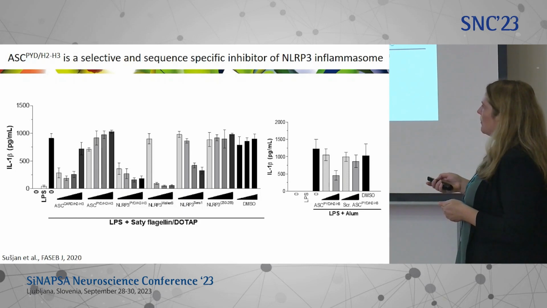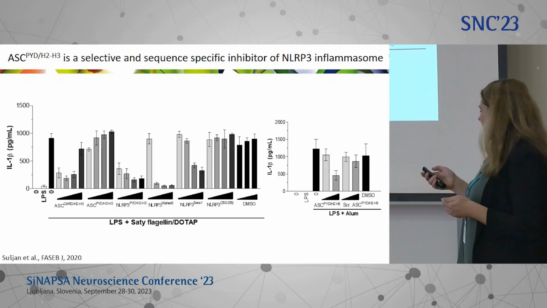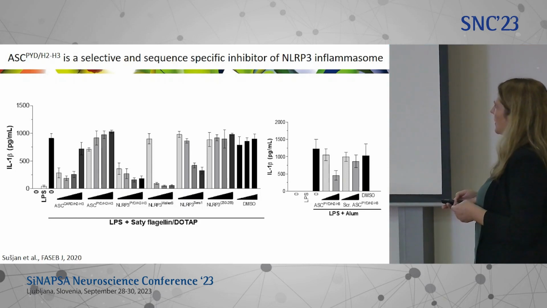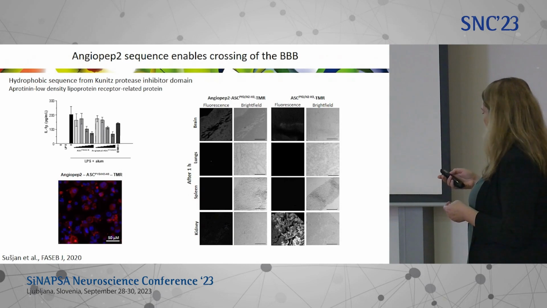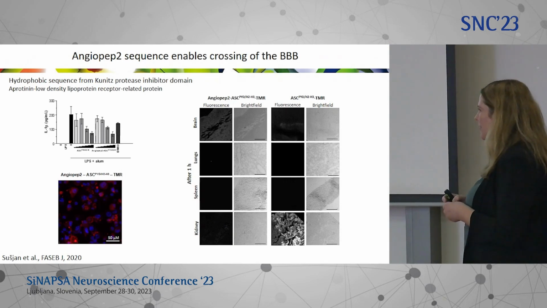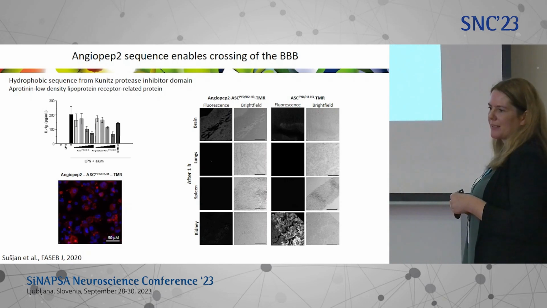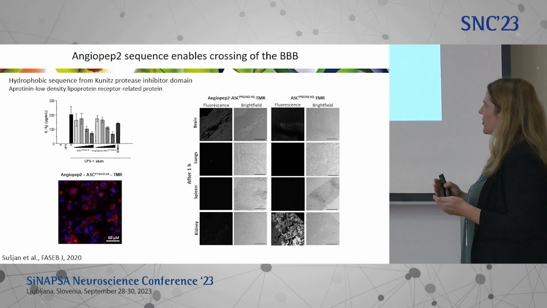So then we worked a bit more with this specific peptide. We made a scrambled peptide, which did not inhibit NLRP3 inflammasome activation. And then, since this is a neuroscience conference, we were of course also interested whether we can get those peptides, especially this one that was really specific for inhibition of NLRP3, into the brain.